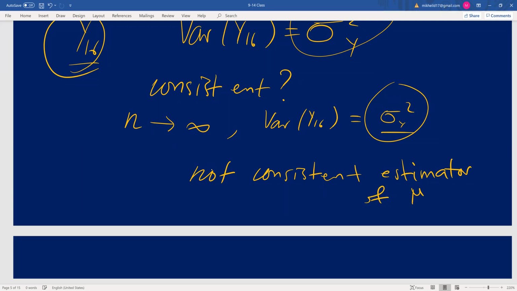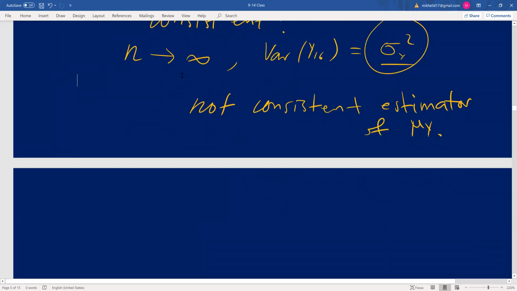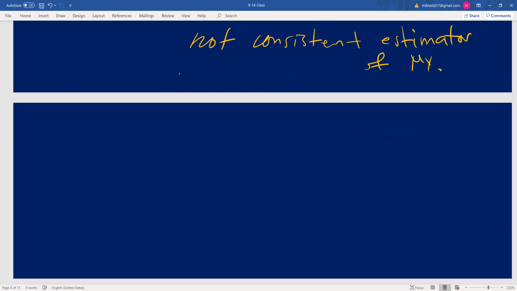So then that means y bar is superior. Do you see why? You don't even have to consider efficiency. Okay? Because we said y bar is consistent, y16 is not a consistent estimator of mu y. So y bar is preferable.